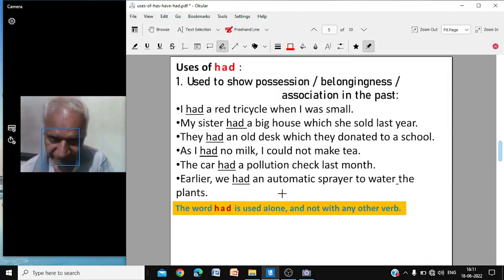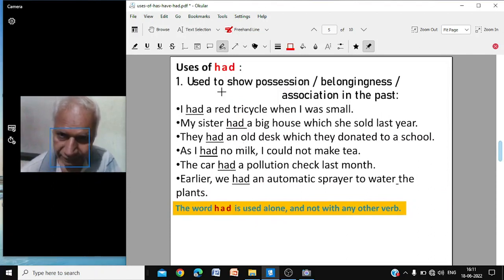Now we come to past tense had. Has or have, now past tense had. Used to show possession or belongingness in the past. I had a red bicycle when I was small.